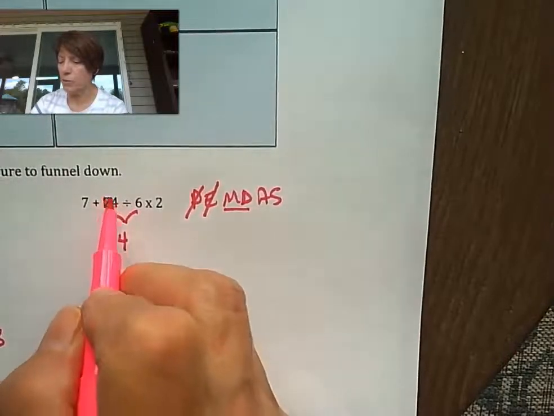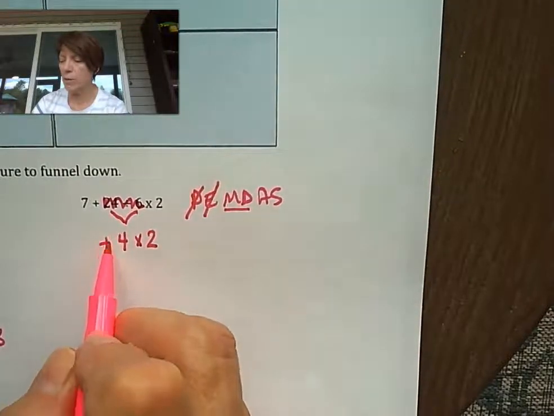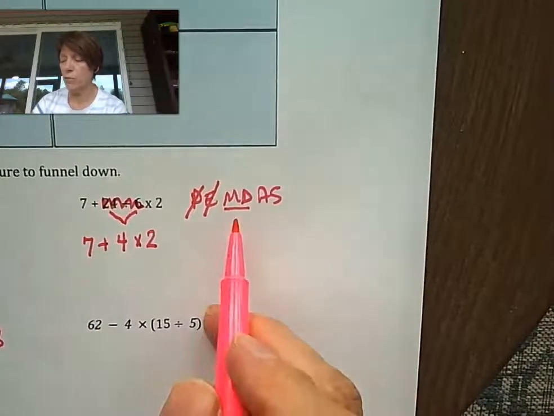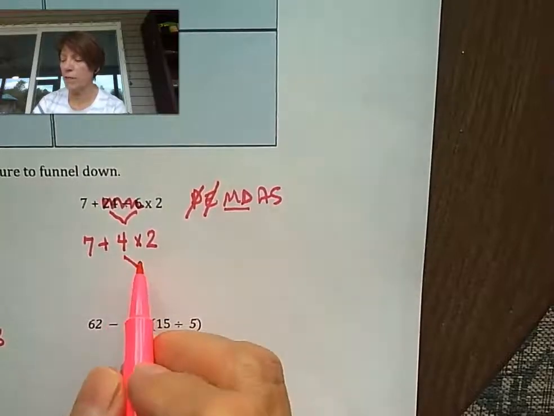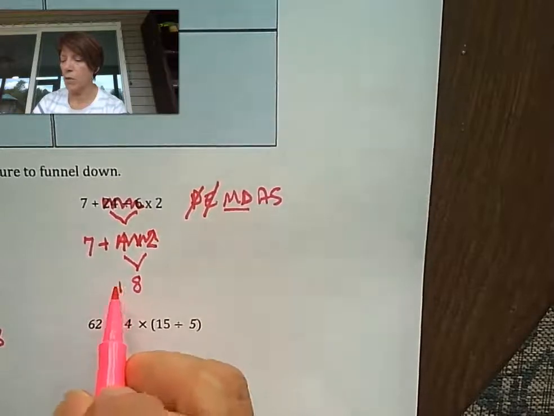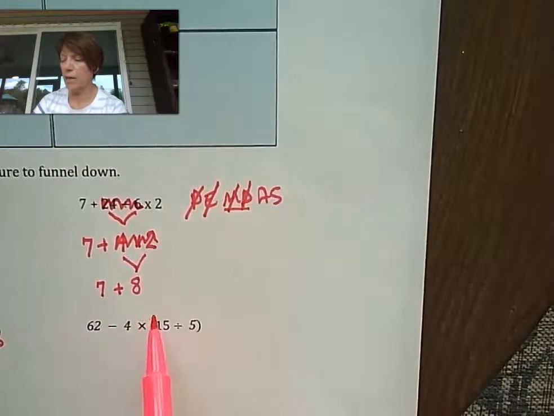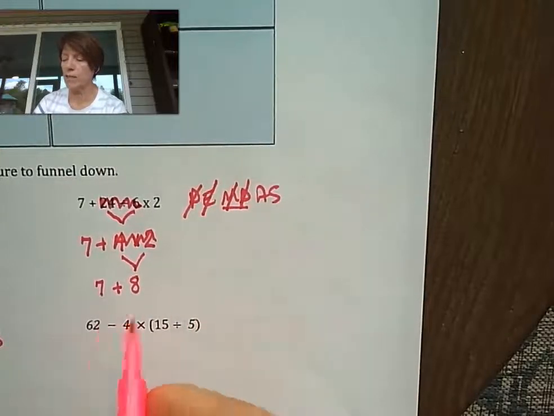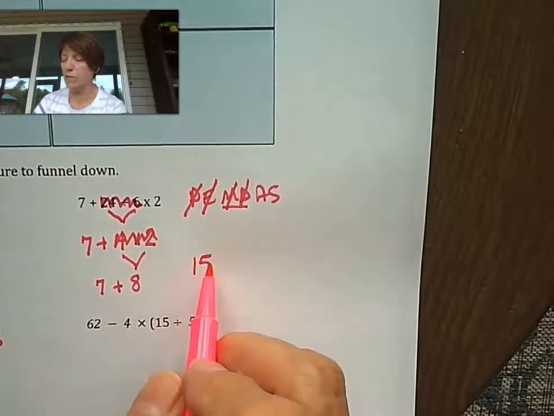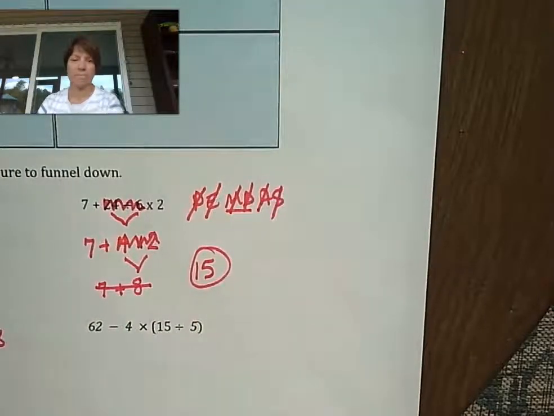We've taken care of the 24 divided by 6. We bring down all of our operations and numbers that we haven't used. We're still looking for multiply or divide, and we have one right here. 4 times 2 is 8. Bring down all of our operations and our numbers. Now we've taken care of multiply or divide. There aren't any left. And finally, we're adding or subtracting, and 7 plus 8 gives us 15. So we've taken care of those numbers, and we've done our add and subtract.